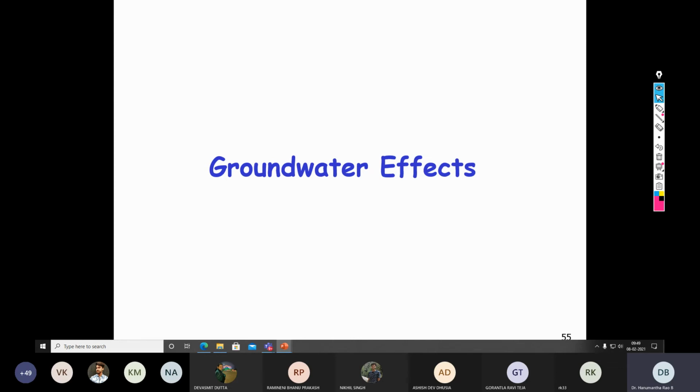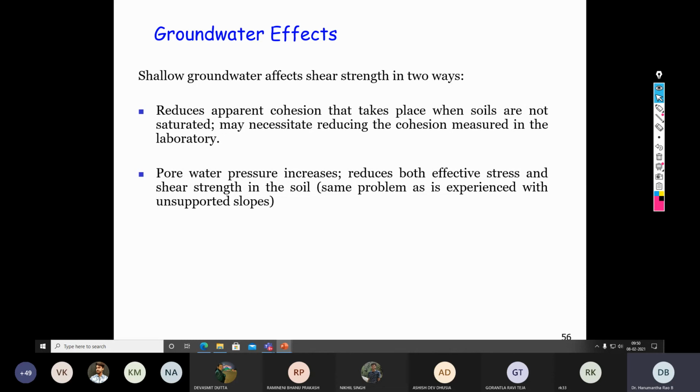Now let us try to understand what will happen to the bearing capacity if there is a change in the groundwater table. First of all, through your soil mechanics, you did understand what happens to the total stress, how the stresses get transformed from total to effective when you change the pore water pressure condition.